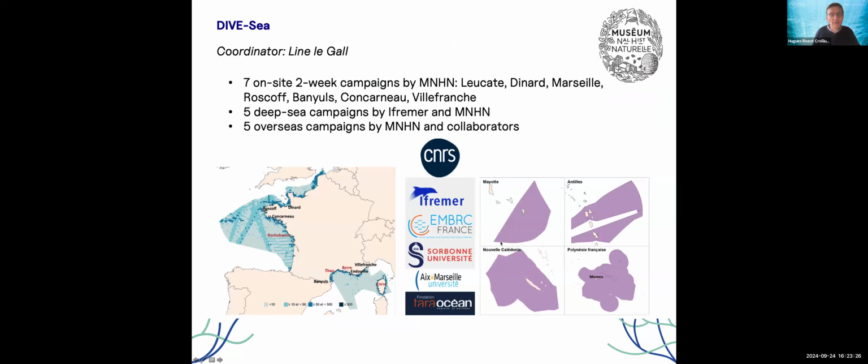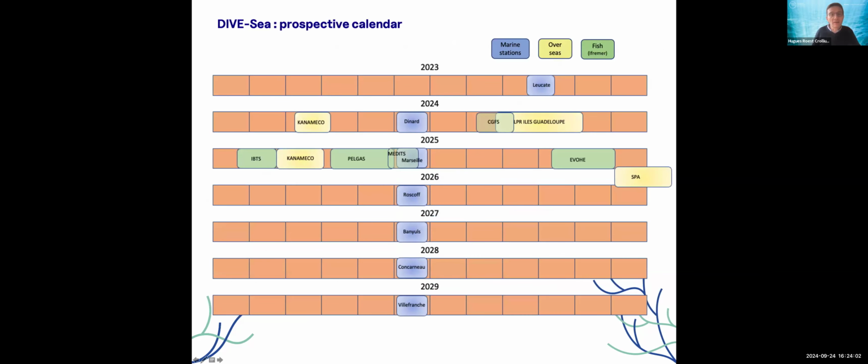So the first project is DiveSea, the first sub-project of ATLASea, and we have a number of sampling missions planned for these 8 years of the project. We're now in year 1 of the project. So they're mainly located at marine stations along the French coastline, but also deep sea campaigns by EMBRC and also some overseas territory. Here are some of the overseas territories which we're aiming for in the Indian Ocean, in the Caribbean, in the Pacific Ocean as well. And more precisely, this is a calendar.